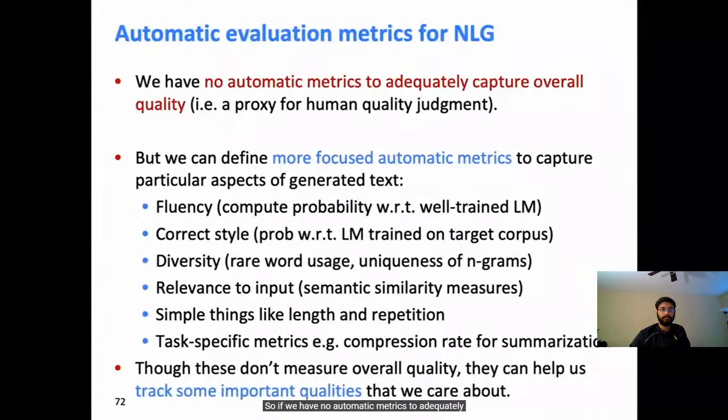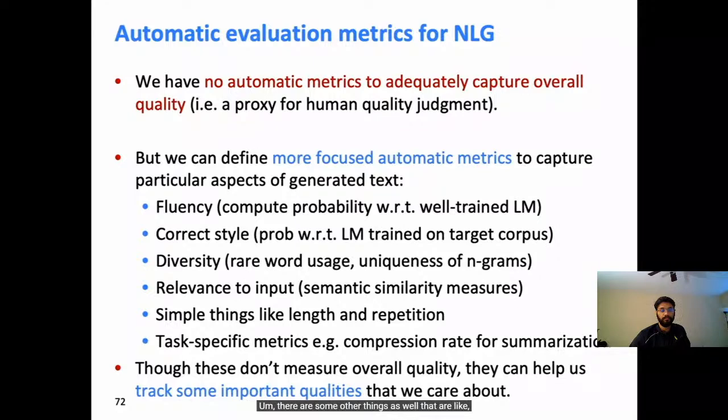So if we have no automatic metrics to adequately capture overall quality for natural language generation, what can we do instead? I think often the strategy is that you end up defining some more focused automatic metrics to capture the particular aspects of the generated text that you might be interested in. So for example, you might be interested in fluency, and you could compute that by just running a well-trained language model over your text and generating the probability. And that's kind of a proxy for how well it's written, good, fluent, grammatical text. If you're particularly interested in generating text in a particular style, then you could take a language model that's trained on the corpus representing that style, and now the probability tells you not only is it good text, but is it in the right style.